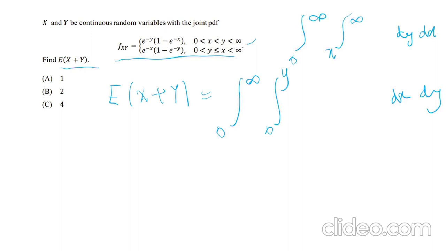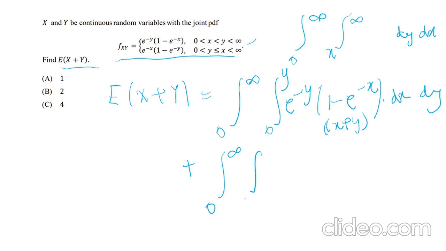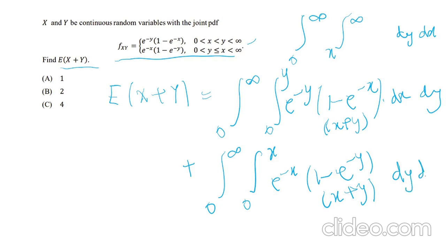So we are doing it in this way. You can do it the other way also. 1 minus e to the power minus x into, of course, x plus y. And we want to find the expectation, and then it will be 0 to infinity. And here we will do it in a different way. This is e to the power minus x, 1 minus e to the power minus y, x plus y, and then here it will be dy dx.